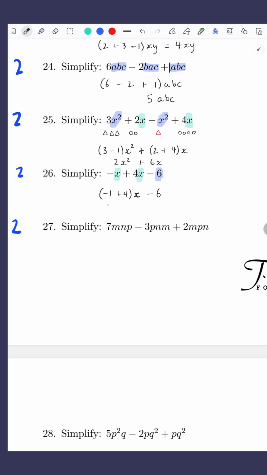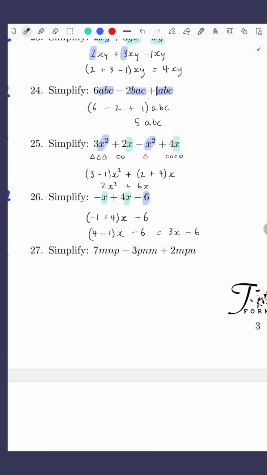This looks a bit annoying. Nobody wants to start off with a negative number. So because you're adding these two numbers together, it's also commutative. You can add them in different orders. So it's actually sometimes better to write it like this: 4x minus 1x minus 6. And you can just switch them around. So really cool. 4 take away 1 is 3x. You see how that's so much easier? 4 take away 1 rather than minus 1 plus 4. Something easier about that. Okay, there we go. 3x subtract 6.